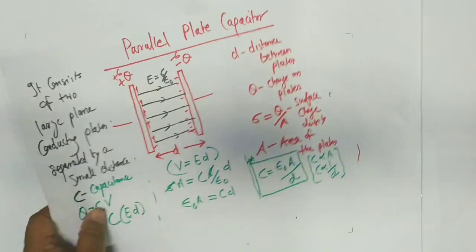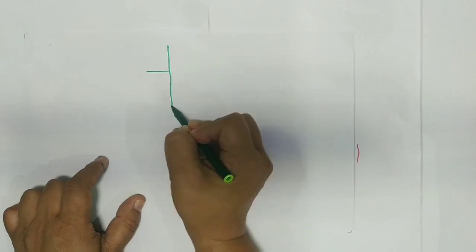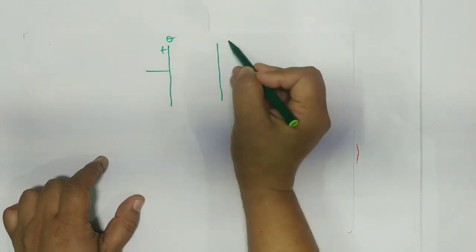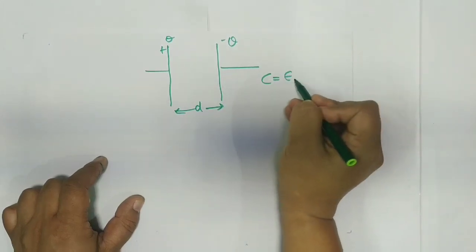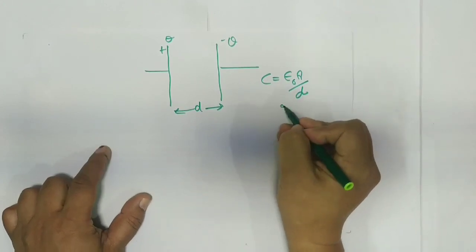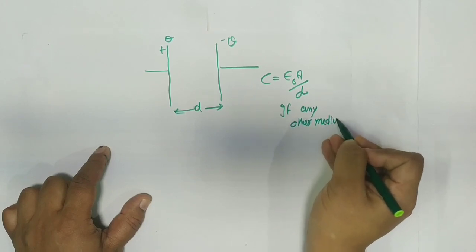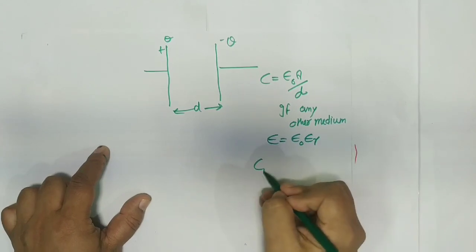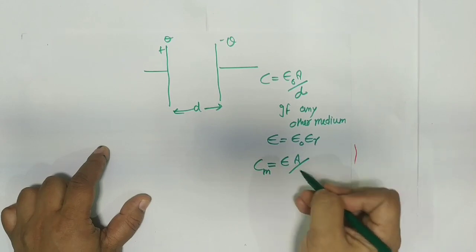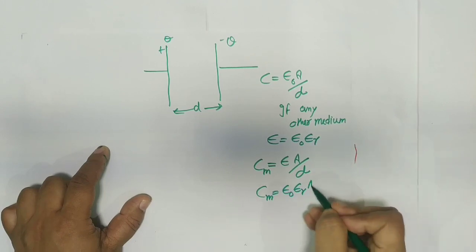This is the parallel plate capacitor. And if you remember, if you take any other medium, say this is the parallel plate capacitor plus Q minus Q. Now the distance between the plates is D, and this is epsilon naught A by D. Now if any other medium, you remember in Coulomb's law also any other medium was represented by epsilon, and epsilon is epsilon naught into epsilon R. So C medium will be what? Epsilon A by D. In place of epsilon, we'll write epsilon naught into epsilon R A by D.